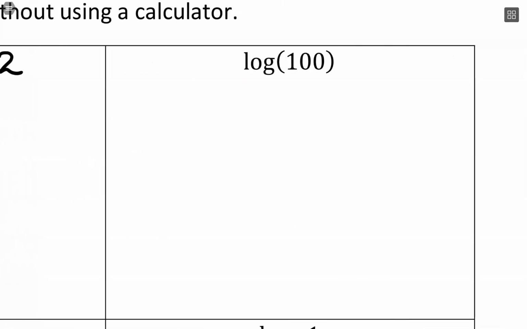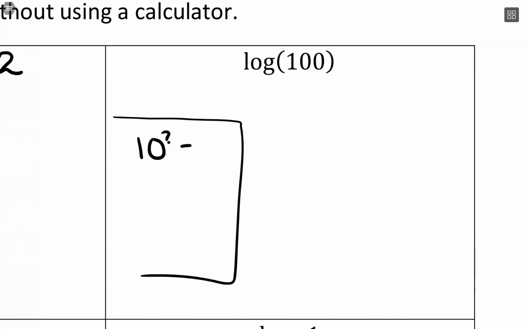A logarithm of 100. So what I'm thinking about off to the side here is 10 to what exponent would give us 100, and we would need an exponent of 2. So with that, this would be a 2.